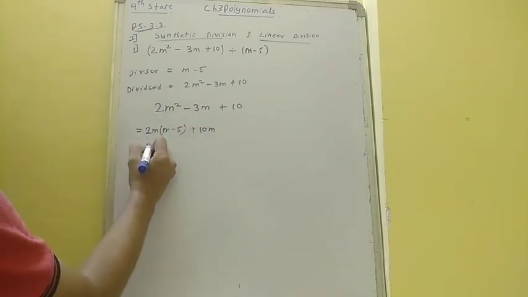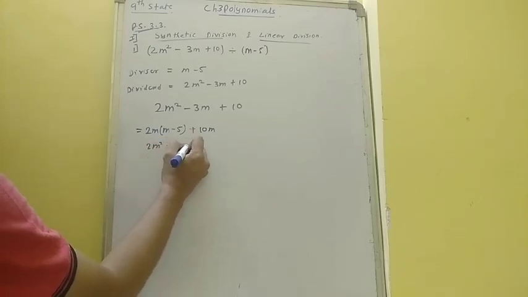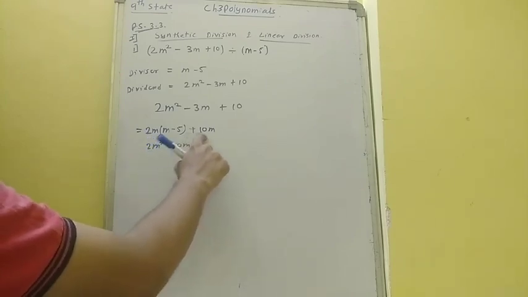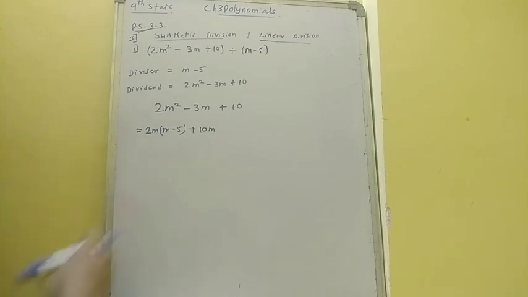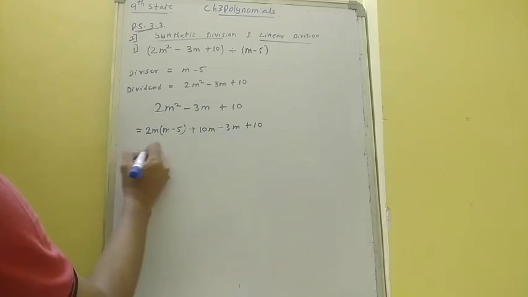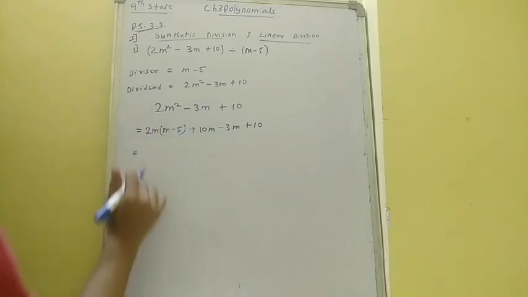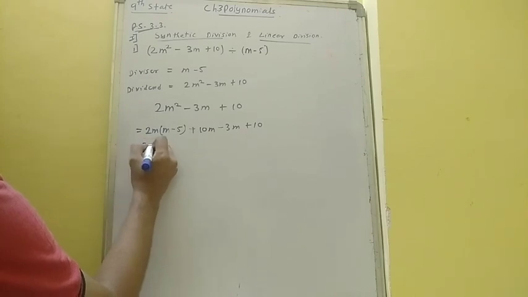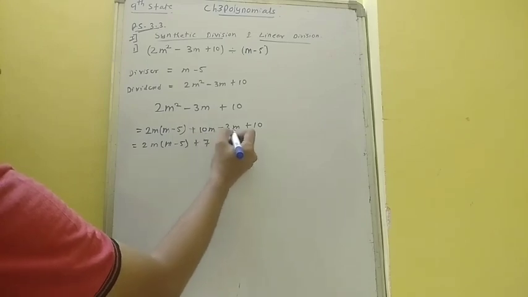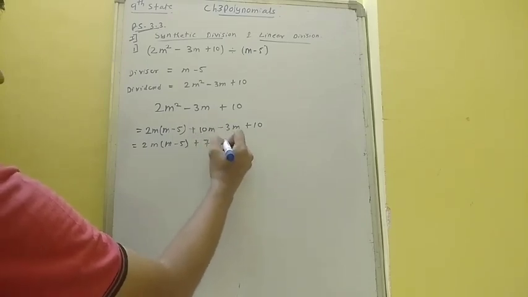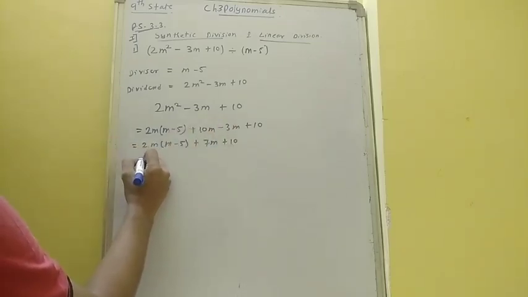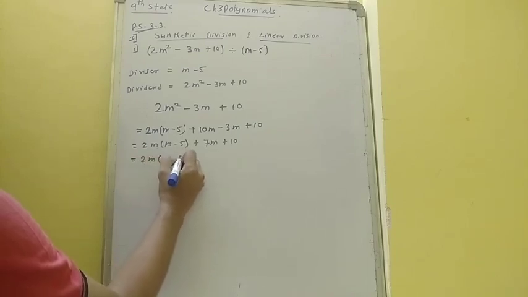Just for your understanding, I am writing 2m square minus 10m. This extra part I am adding plus 10m to eliminate this minus 10m. The rest of the part will be as it is, minus 3m plus 10, till the end. So 2m into m minus 5, plus 10m minus 3m, they are like terms, so 7m plus 10. So 2m into m minus 5 as it is.